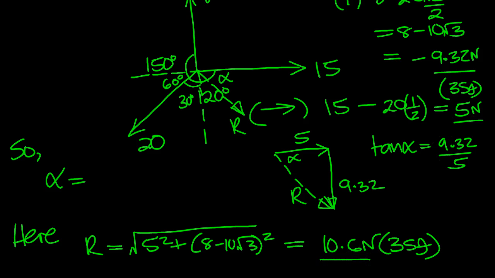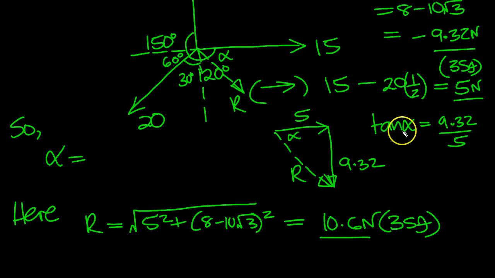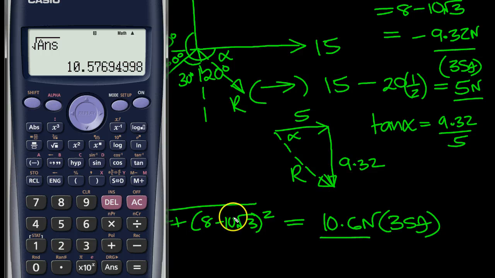10.6 newtons. So the angle alpha, we said it was this. Let's tap that in. It's 10 root 3 minus 8. So 10 times the square root of 3 minus 8 is the top number. Divide that by 5. That's the tangent then. We want shift tan of that. So inverse tan of the answer equals 61.8 degrees.